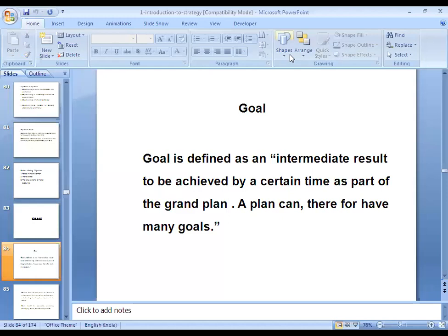My second objective is to take not more than two halts. This can be another objective. The third objective would be... can anyone suggest? Any one of you?